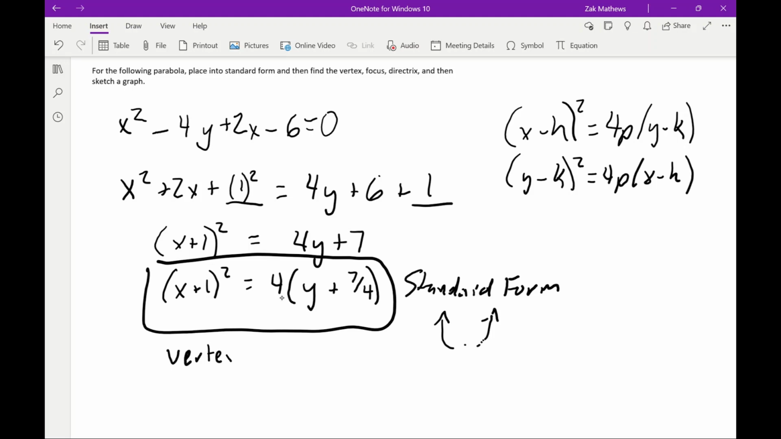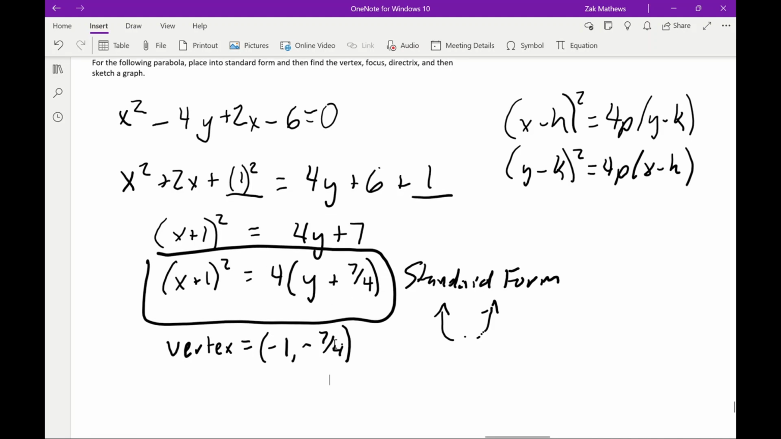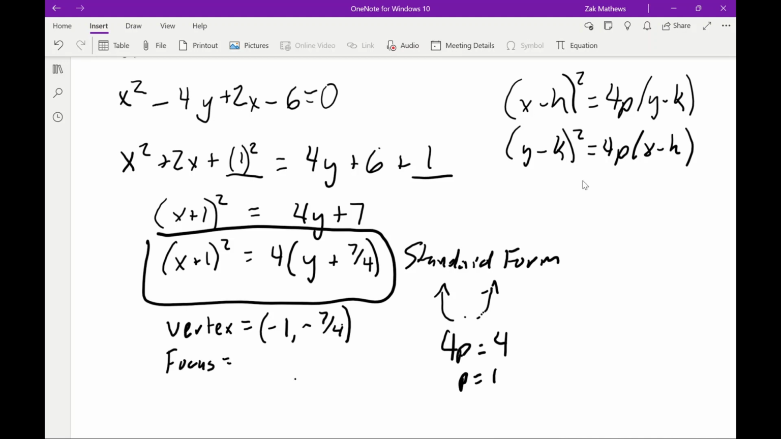So our vertex is going to be -1, -7/4. We reverse both the signs. We have the -1 and the -7/4. I need to find the p next to be able to find the focus and the directrix. Well, 4p is equal to 4. That's just that coefficient right there. This is the 4p term. And so p is equal to 1.